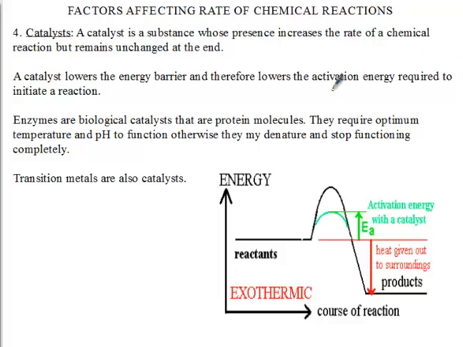The last of the factors we are going to talk about is catalyst. A catalyst is a substance whose presence increases the rate of a reaction but remains unchanged at the end. So they are just there to help make the reaction go faster. Their presence will ensure that the reaction goes faster, but they are not going to be involved in the reaction.